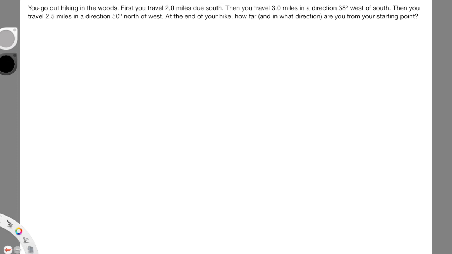First you travel 2 miles due south, then you travel 3 miles in a direction 38 degrees west of south, then you travel 2.5 miles in a direction 50 degrees north of west. And we want to know, at the end of your hike, how far and in what direction are you from your starting point. So this is going to be a vector addition problem.